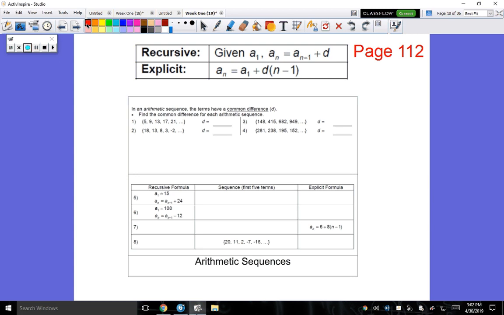For instance, here we go, guys. This right here is going to be an arithmetic sequence. And it's arithmetic because of this. Watch the pattern.